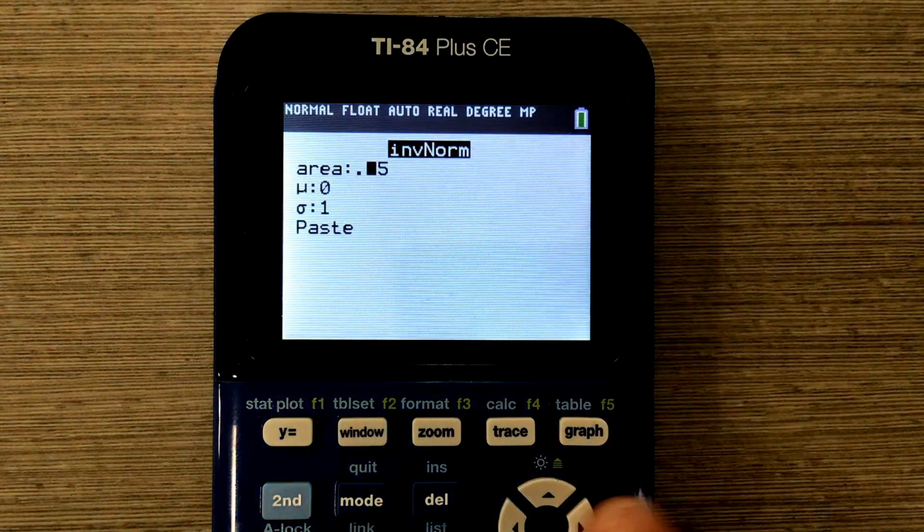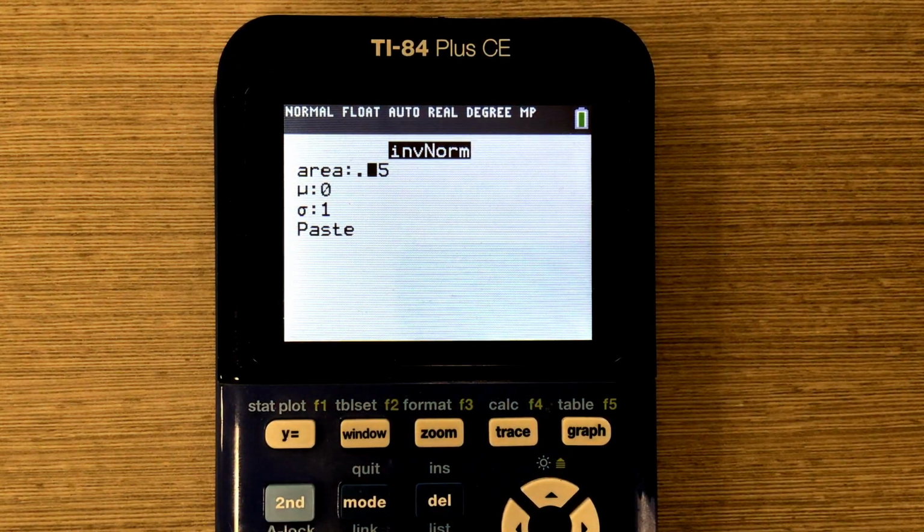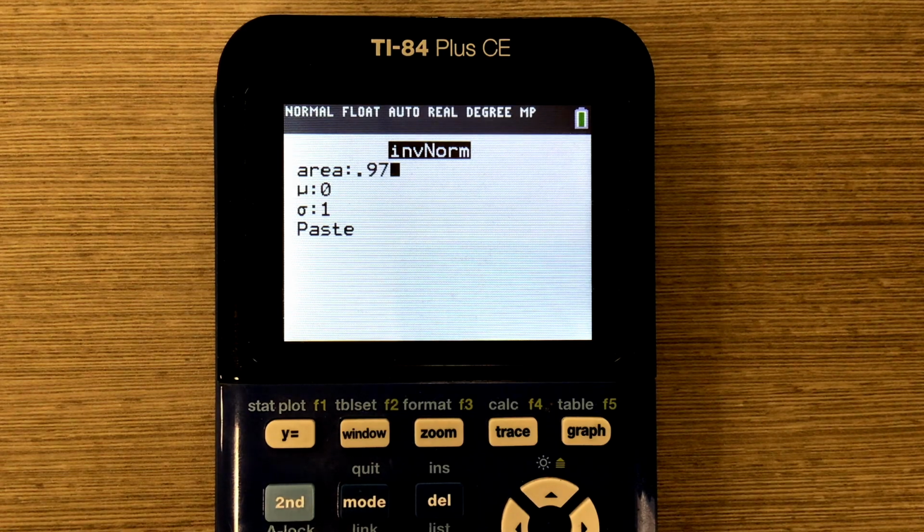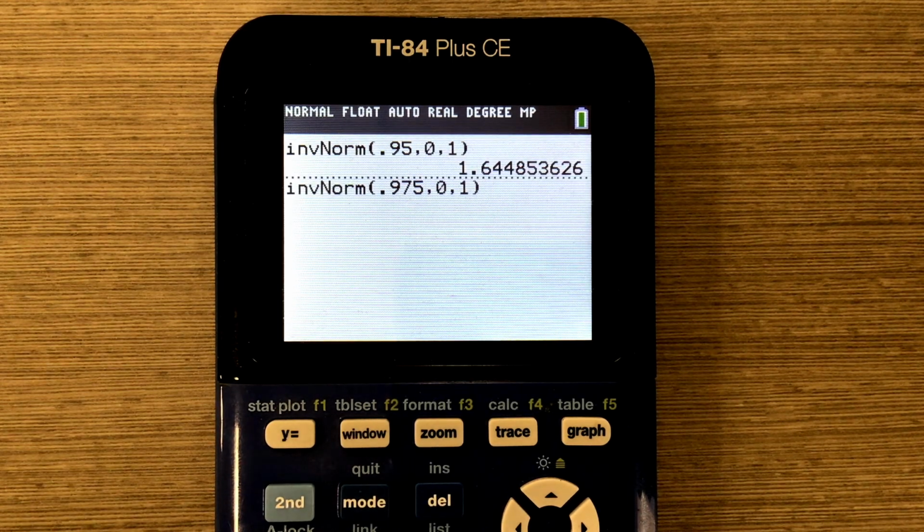So for a 95% confidence interval, the right end of that would be at the 97.5 percentile there. Keep those means and standard deviations the same, press paste, press enter. 1.9599, 1.96 if we round there. That is what we were expecting there.